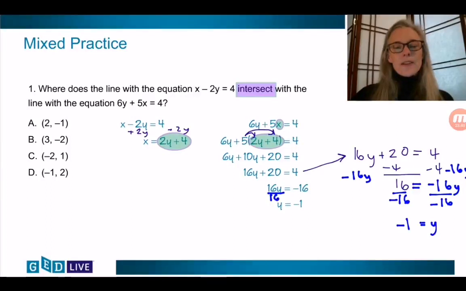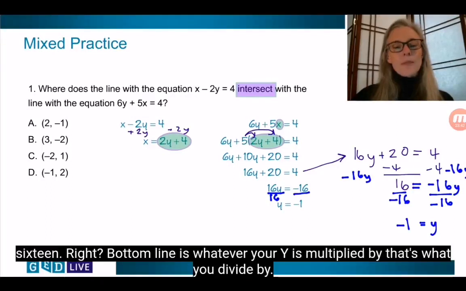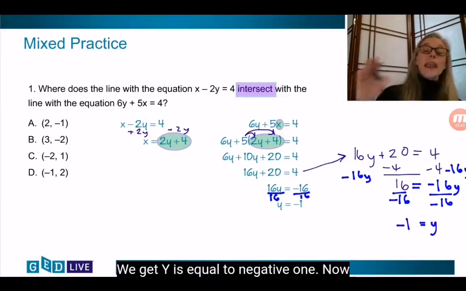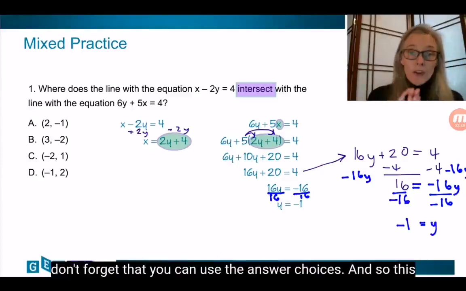Divide by 16. Right, bottom line is whatever your y is multiplied by, that's what you divide by. We get y is equal to negative 1. Now, don't forget that you can use the answer choices.